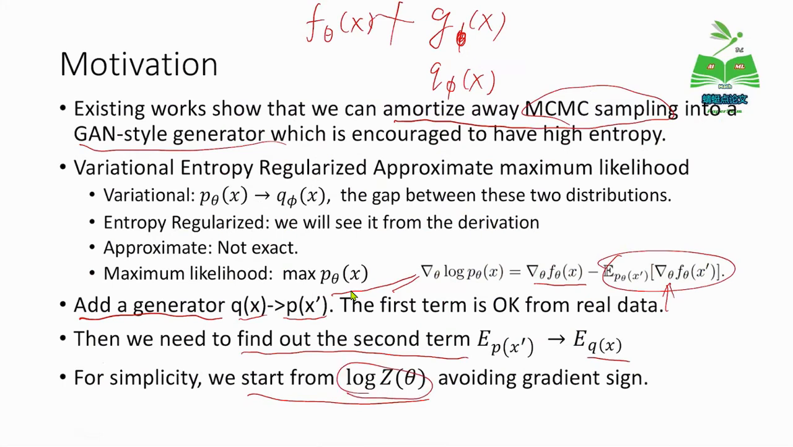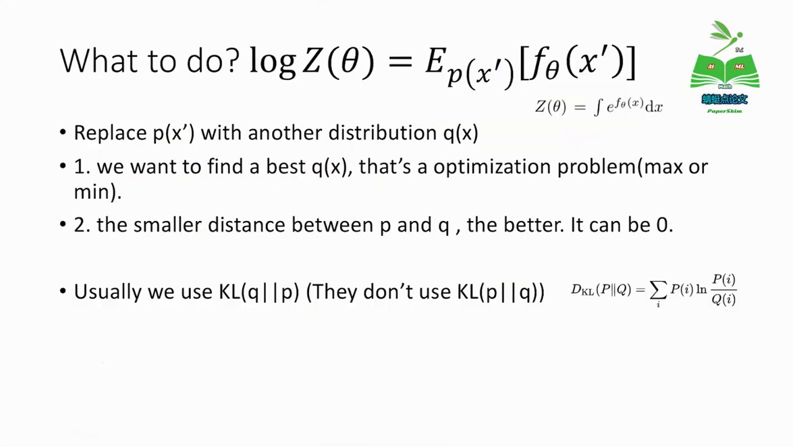So we start from log z theta. The definition of log z theta is this one, the expectation of this one, and now we replace it with Q. So we have some starting point. The first one is that we want to find the best Q phi or Q phi x, because it's still an optimization problem.